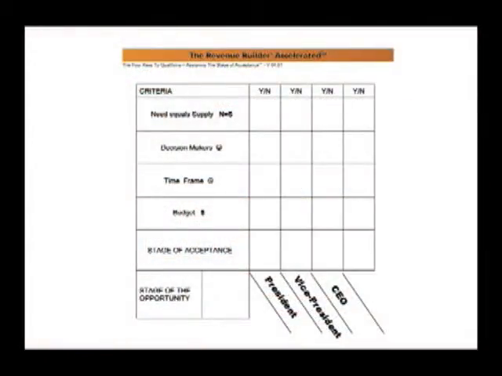Let's go over to an example of a qualification scorecard. In this example, we have a president, a vice president, and a CEO as decision makers. For need equals supply, they're all yes. All 3 are decision makers. In time frame, the answer is no for the president, who does not have a time frame. The VP does, and the CEO does.